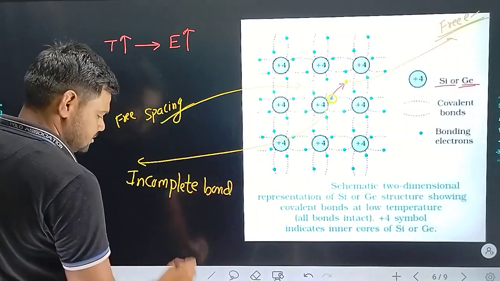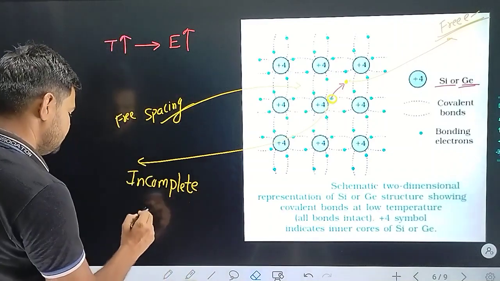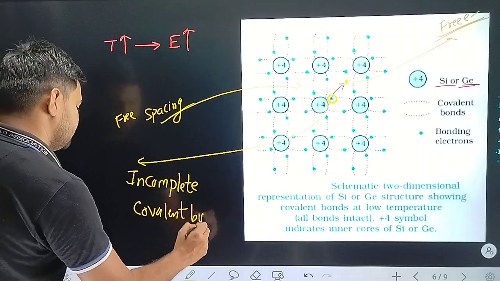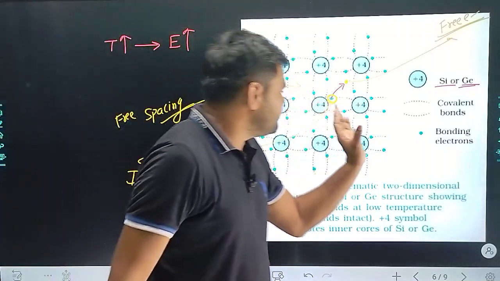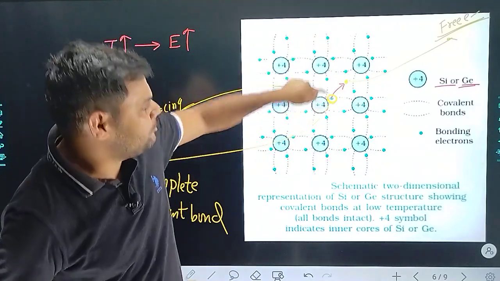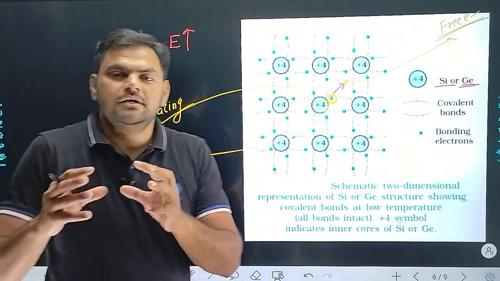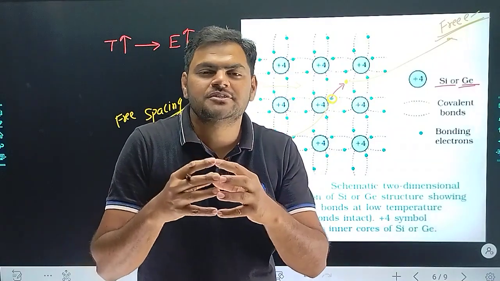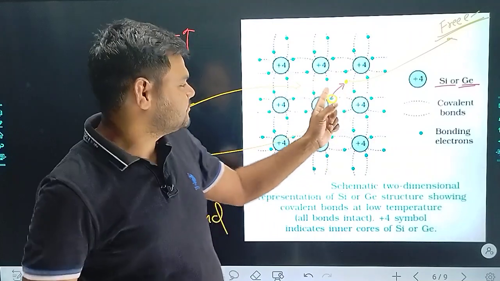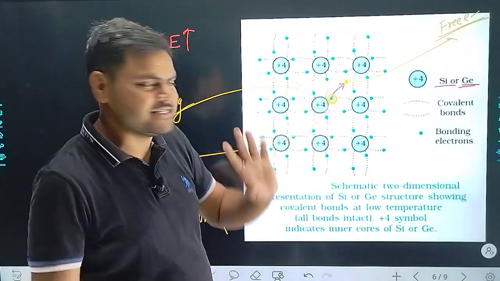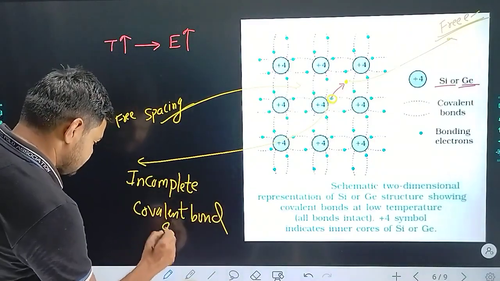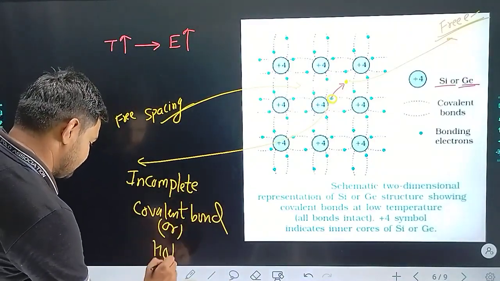Incomplete covalent bond. Before that electron moved from the covalent bond, there was an electron and the covalent bond was complete. Once that electron moves away from the covalent bond, definitely there is a vacancy. This vacancy is called an incomplete covalent bond. And guys, this incomplete covalent bond is also termed a hole.